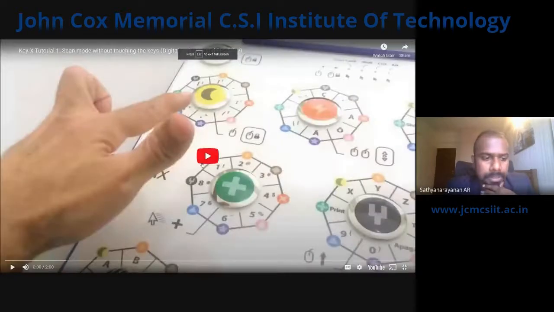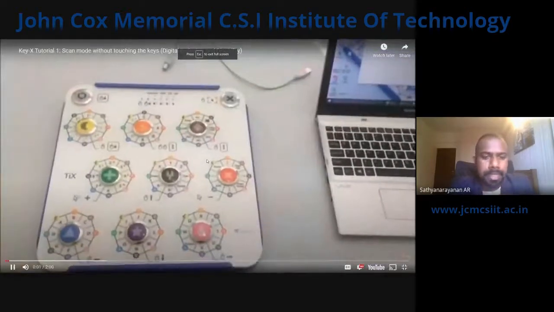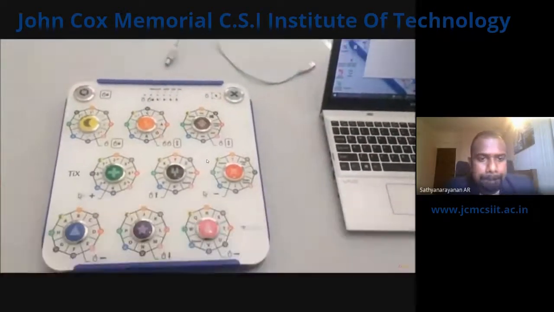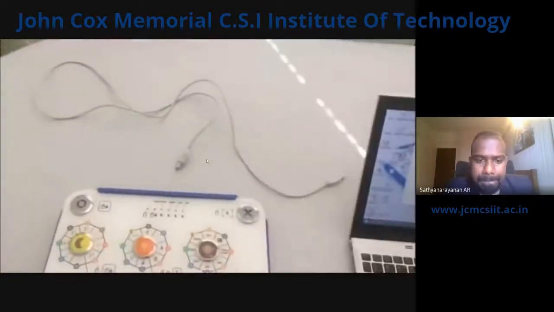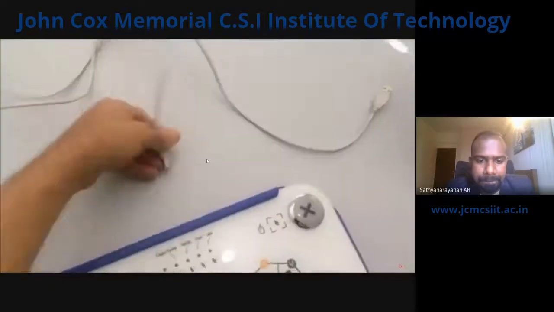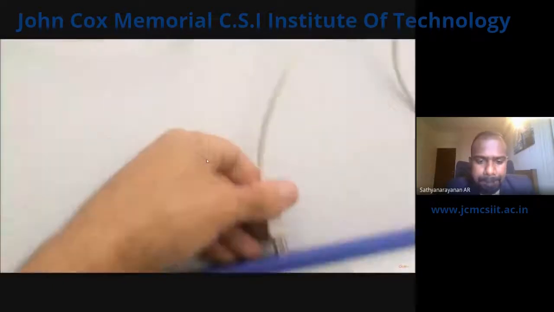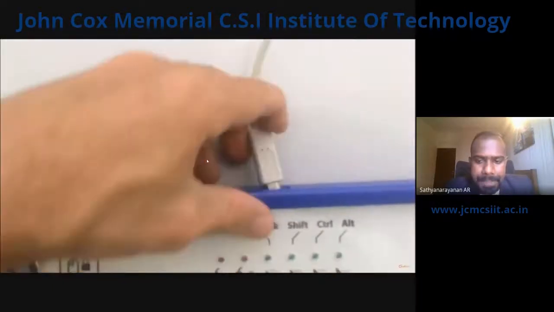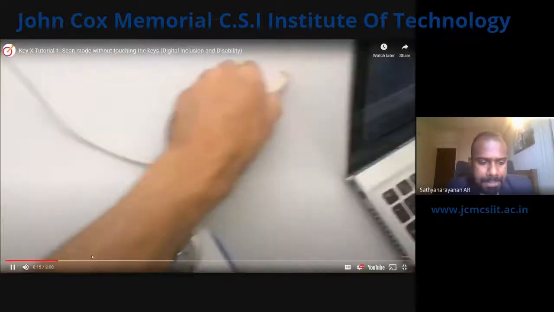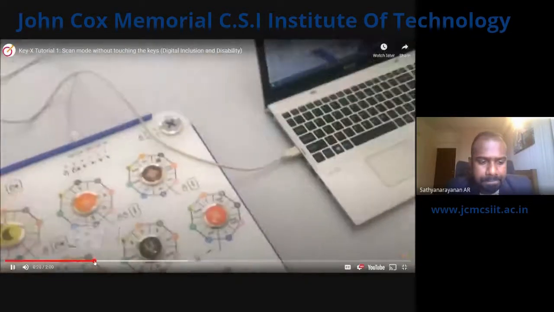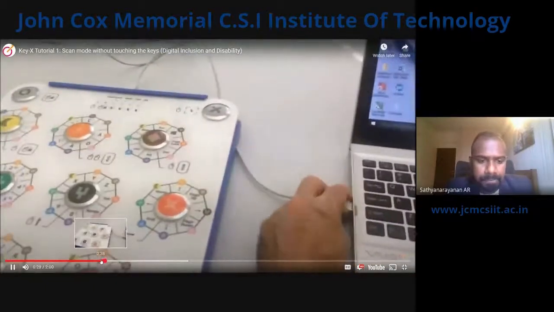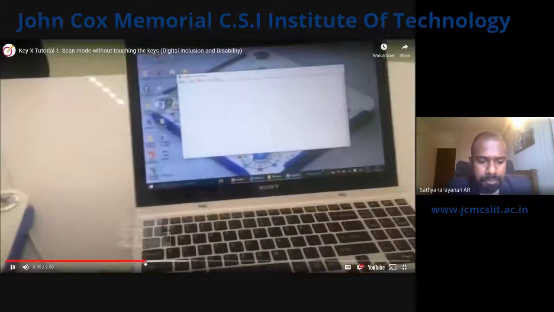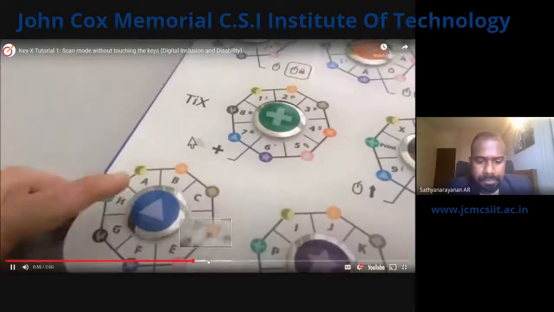Just look into it. In this video, we are going to learn how to turn the KeyX on. We just need the KeyX assistive panel, a computer, and a USB cable. To turn it on, we plug the square end of the USB cable into the KeyX, and the flat tip into the computer.